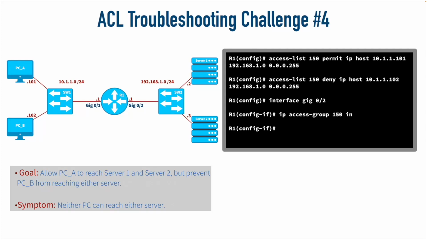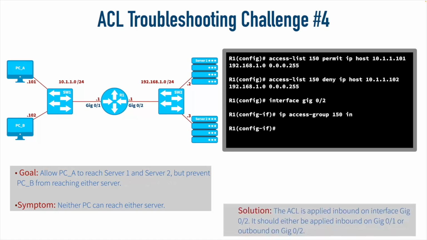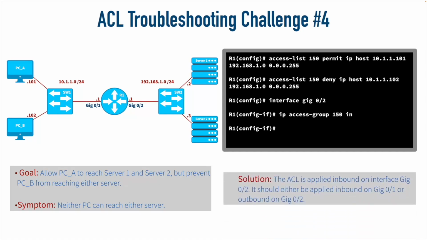And we have a second ACE that is explicitly denying PCB. But really, we could have omitted that because that implicit deny any at the bottom of this extended ACL would have blocked PCB. But the challenge is, both PCs are being blocked, even though that first ACE said we wanted to permit PCA. The issue here is we're applying the access list as it goes in to gig 0/2.